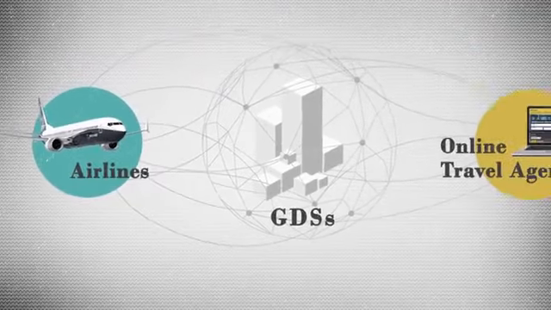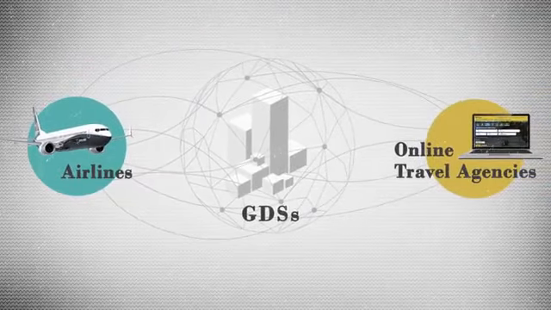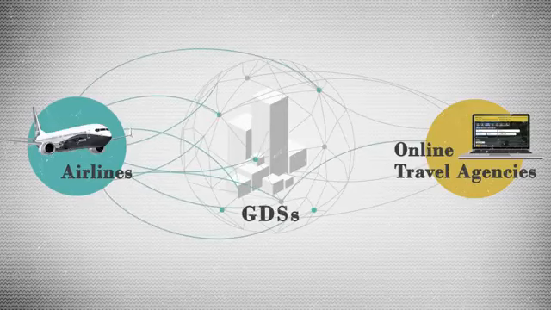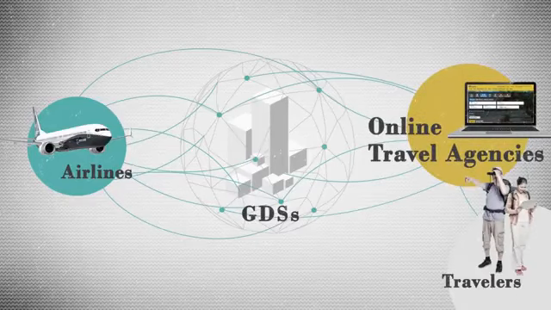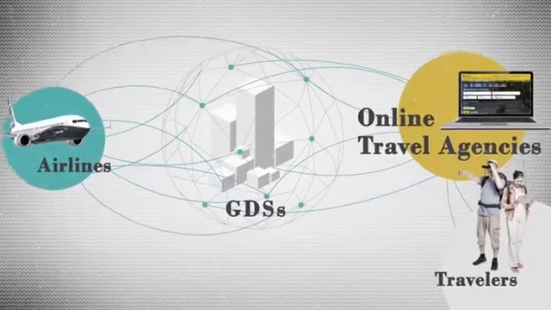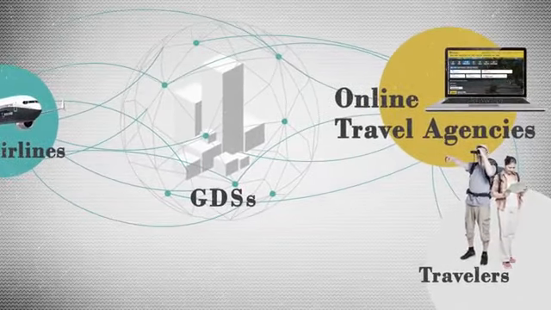Powerful middlemen, GDSs have become close to a monopoly on the air travel distribution market. For many years, they've been the main point of contact for both airlines and agents, including online travel agencies. Most travelers today research prices at OTAs, and about a third of travelers worldwide purchase tickets there.